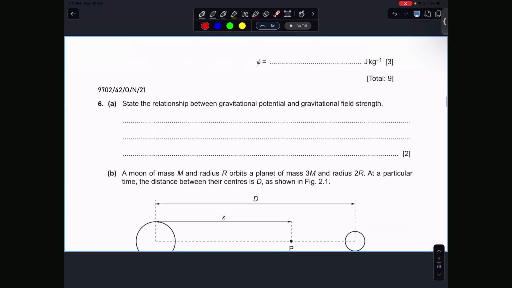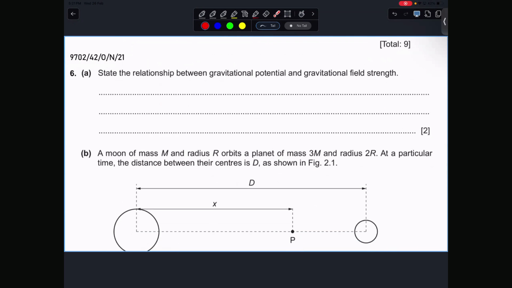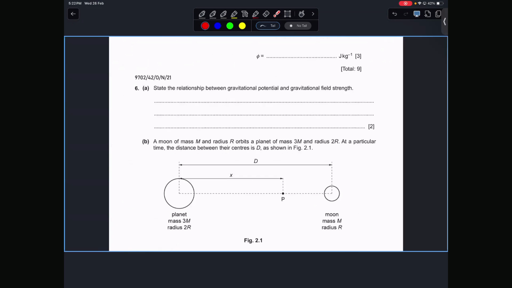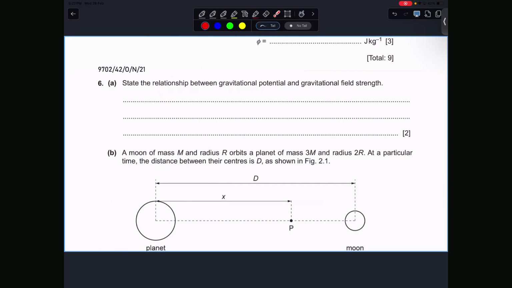State the relationship between gravitational potential and gravitational field strength. This is a little interesting. Everyone take a look: state the relationship between gravitational field strength and gravitational potential. It is the negative gradient of this graph. I'll explain why, because it's something you need to be aware of.